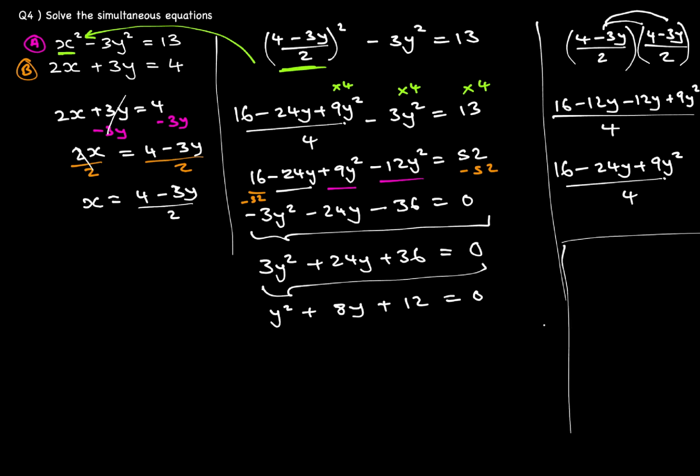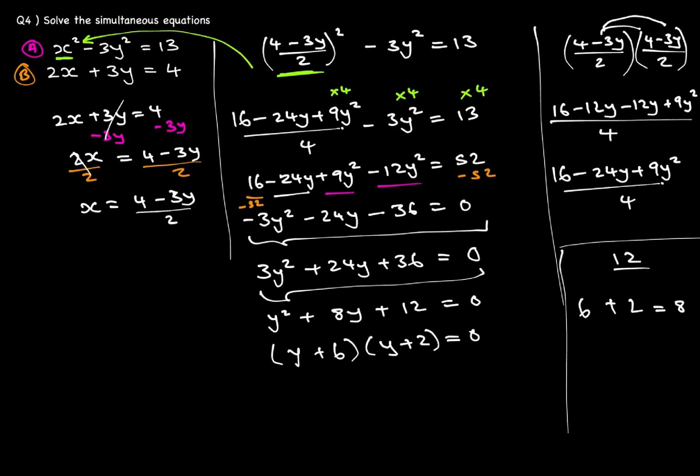Now if I carry on my rough working, I need two numbers that multiply to give me 12, but they're going to add to give me positive 8. So it must be 6 and 2. So my two brackets are going to be y plus 6 and y plus 2, and they're going to equal 0. Therefore y plus 6 is equal to 0 and y must be equal to negative 6. Or y plus 2 is equal to 0 and y is equal to negative 2.